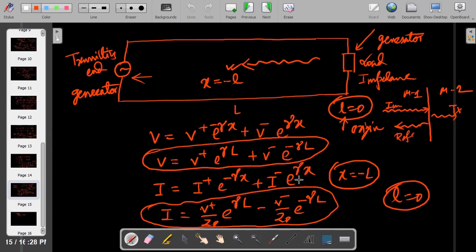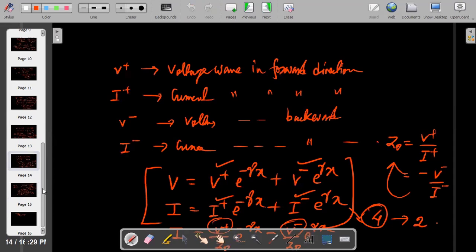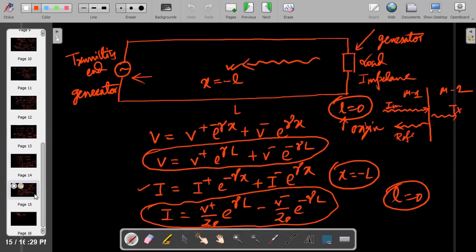Now place L equals to 0. Bottom equation, this should be plus, no, sir? The middle sign. V plus e to power gamma L by Z naught plus I equals to this one. Yes, sir. Why did it become minus, sir, in the middle? From here to here, you are telling? Yes, sir. One second.